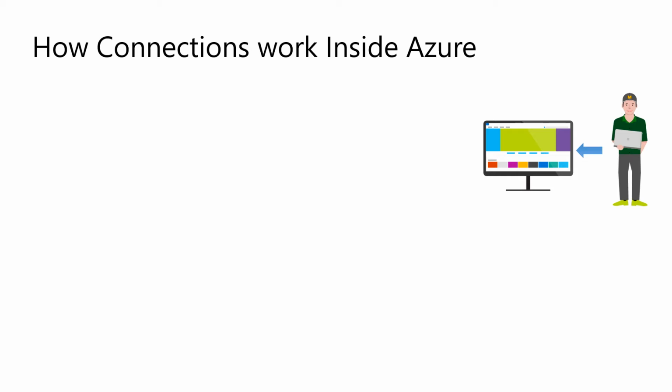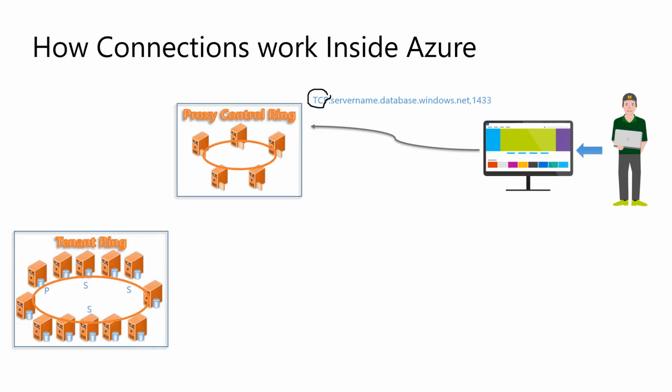The first point is when you try to connect running inside Azure. You are going to use this connection string. You are going to specify the TCP protocol, your server, and your port. This connection goes through a proxy control ring, okay? Because the proxy control ring is our proxy that detects the verification, the firewall rules, etc.